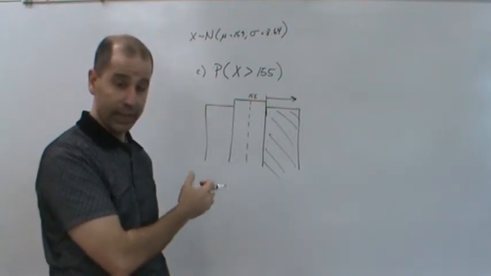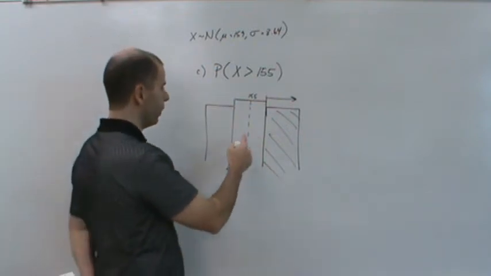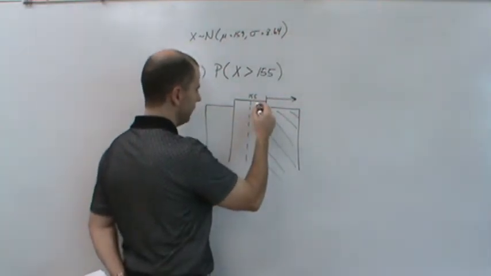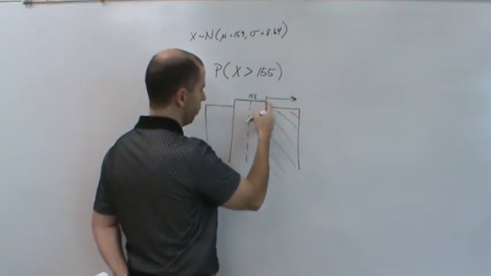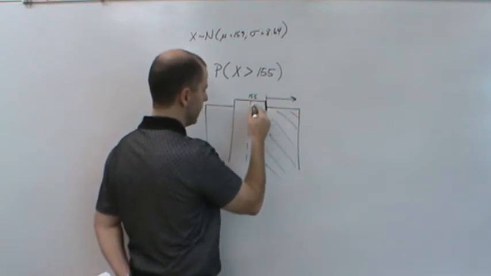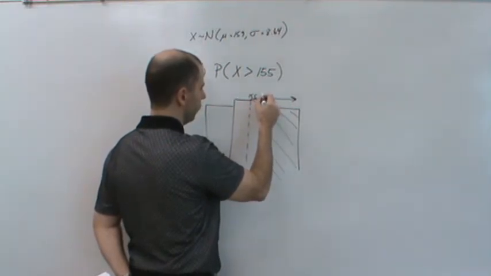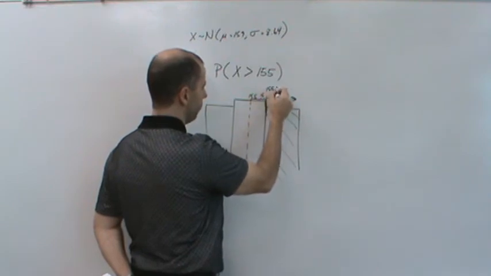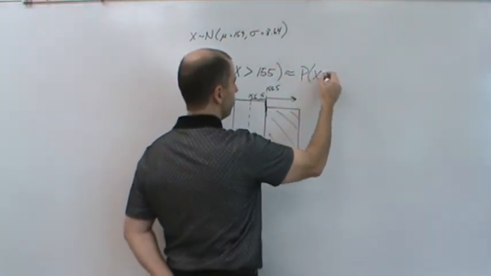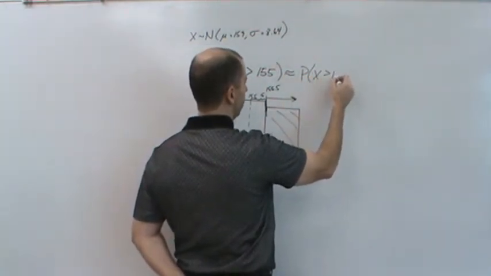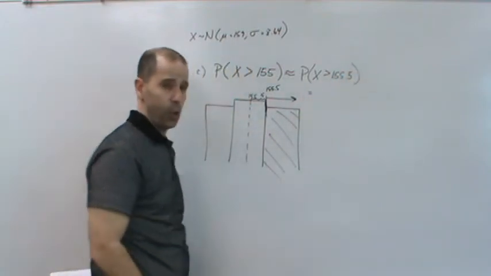But remember, in the discrete case, if we say we exclude it, we want to exclude it. So we want to make sure that we don't include anything from here. So what are we going to do? We're going to add 0.5 to make sure we're right here at this class boundary. So if we add 0.5, we're going to get 155.5. So we're going to use the approximation and say x greater than 155.5. Okay? I hope that makes sense.